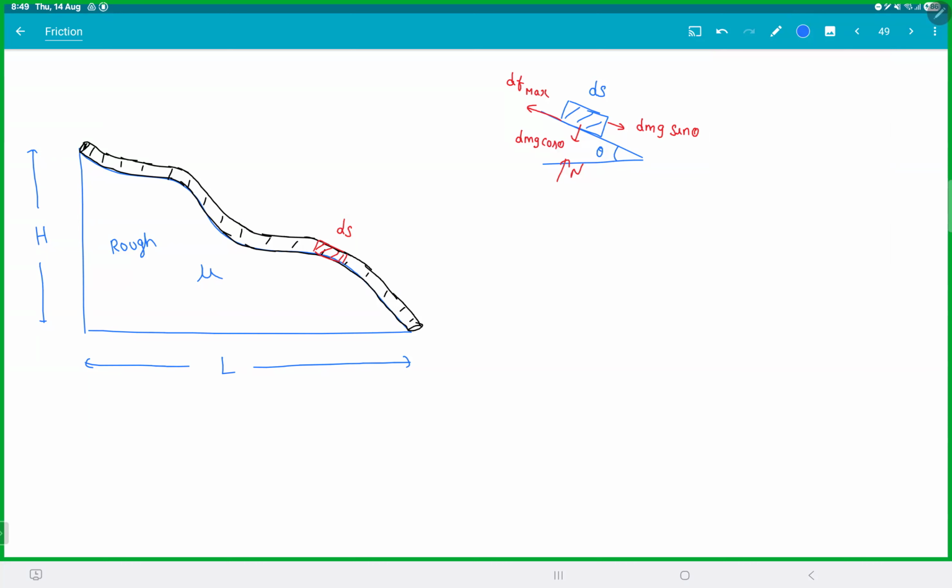And actually, if you see now, there are tensions also here. There will be some T1 and T2 also. We are not writing them for now. So the mass of the small piece dm, you can write as total mass of this thing by total length of the rope, which is not given. So I'll just take it as m by L into ds. Let's not worry about that. L is the length of the rope. That is not given, but we have to cancel it out.